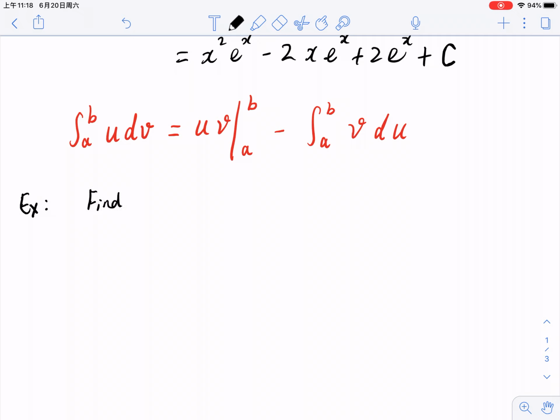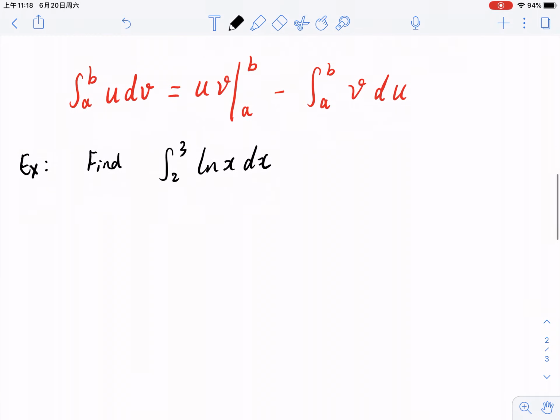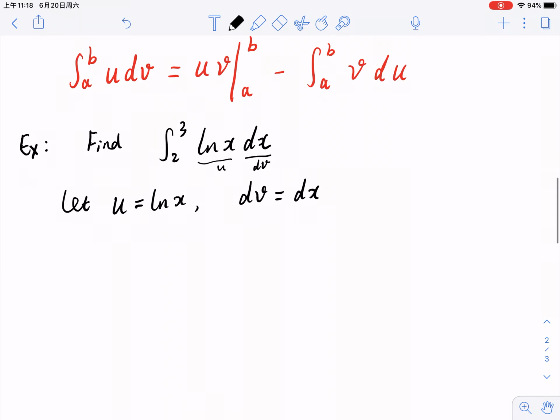Find the integral from 2 to 3 of ln x dx. For this one, we let u be ln x and dv be dx. This is u, this is dv. Then du is the derivative of ln x, which is 1 over x dx, and v is x.